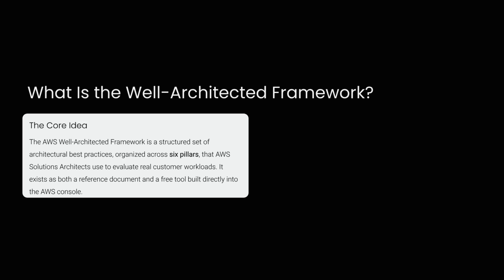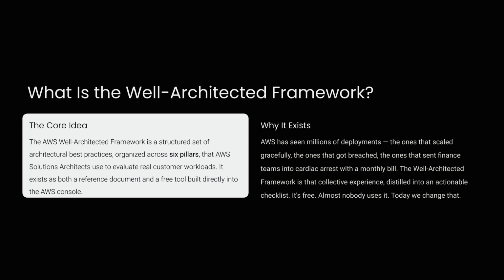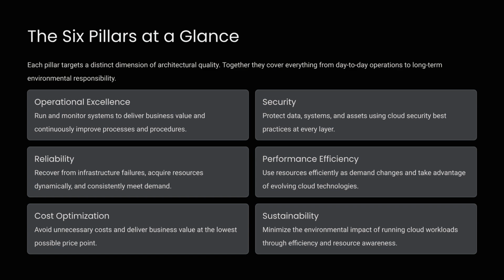The AWS Well-Architected Framework is a structured set of best practices across 6 pillars. It's used to evaluate customer workloads and exists as a reference document and a free tool in the AWS console. The framework helps you avoid costly errors like unexpected bills or security breaches by providing an actionable checklist based on real-world deployments. The 6 pillars target distinct dimensions of architectural quality.